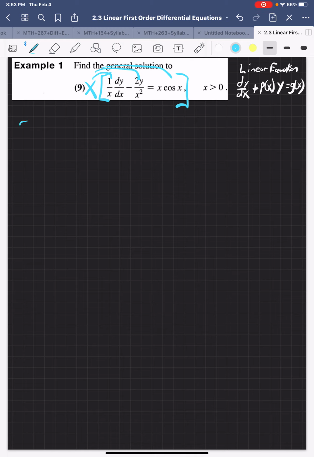So that would be dy/dx minus 2y. Does it make sense that this x here cancels one of these x's here? So 2y over x is equal to, and finally, x times x here would be x squared. So x squared cosine of x. Same assumption, x is greater than 0.